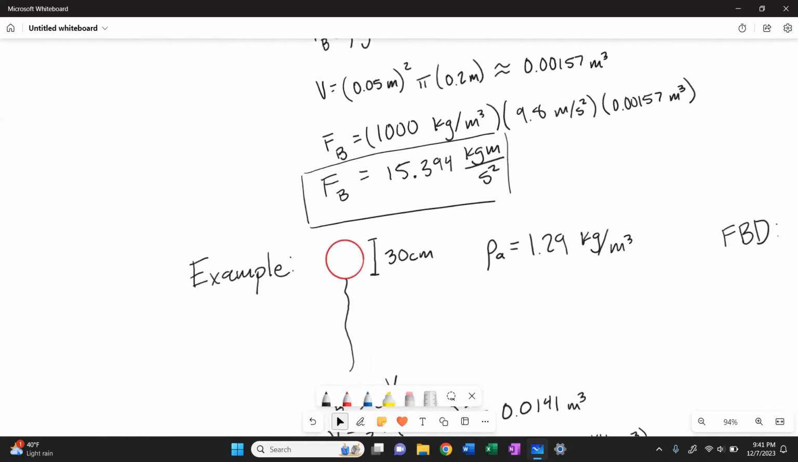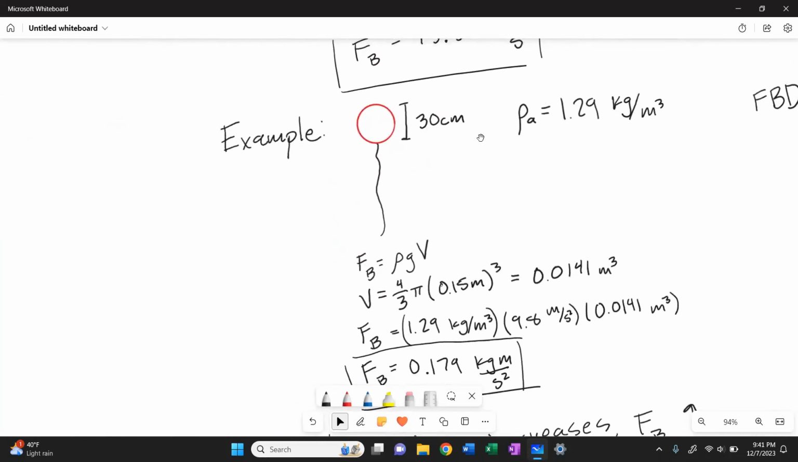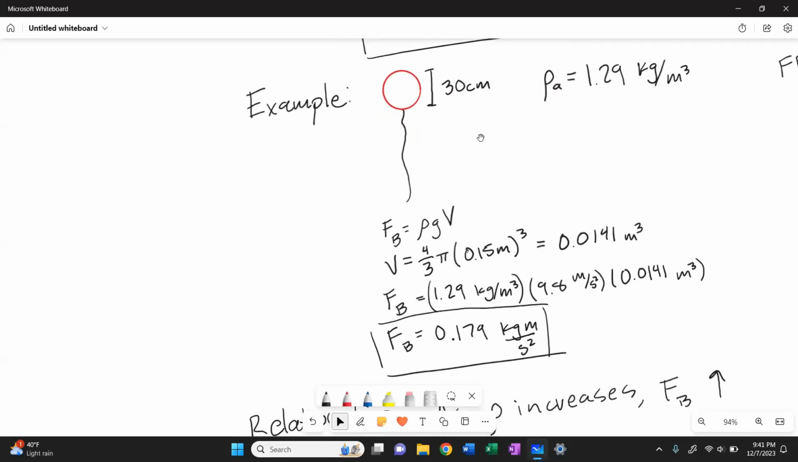Then if we look at another example of a balloon, say floating in the air or stationary in the air, we can do a quick Google search. We'll find that air is 1.29 kilograms per meter cubed. So our volume will be 4/3 pi r cubed. Our radius will be 0.1 meters. Plug that in, and we'll find that the volume is 0.0141 meters cubed. We plug in our values again, 1.29 kilograms per meter cubed times 9.8 meters per second squared times 0.0141 meters cubed. We'll find that the force of buoyancy for the balloon is 0.179 kilogram meters per second squared.